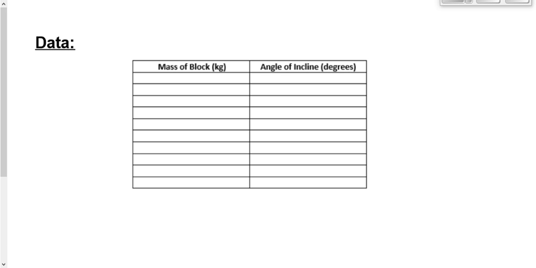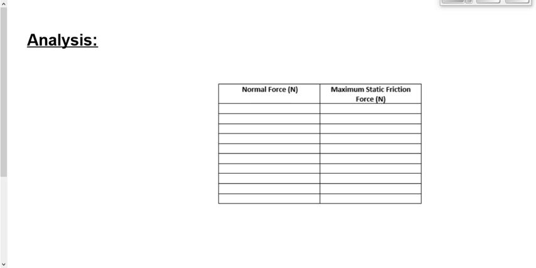You're going to do 10 trials, at least 10 trials. So 10 different masses and 10 different corresponding angles of incline. And then we want to figure out what Fn is and what FSF max is, because that's what we're ultimately going to plot here. So let's go back to my drawing again.